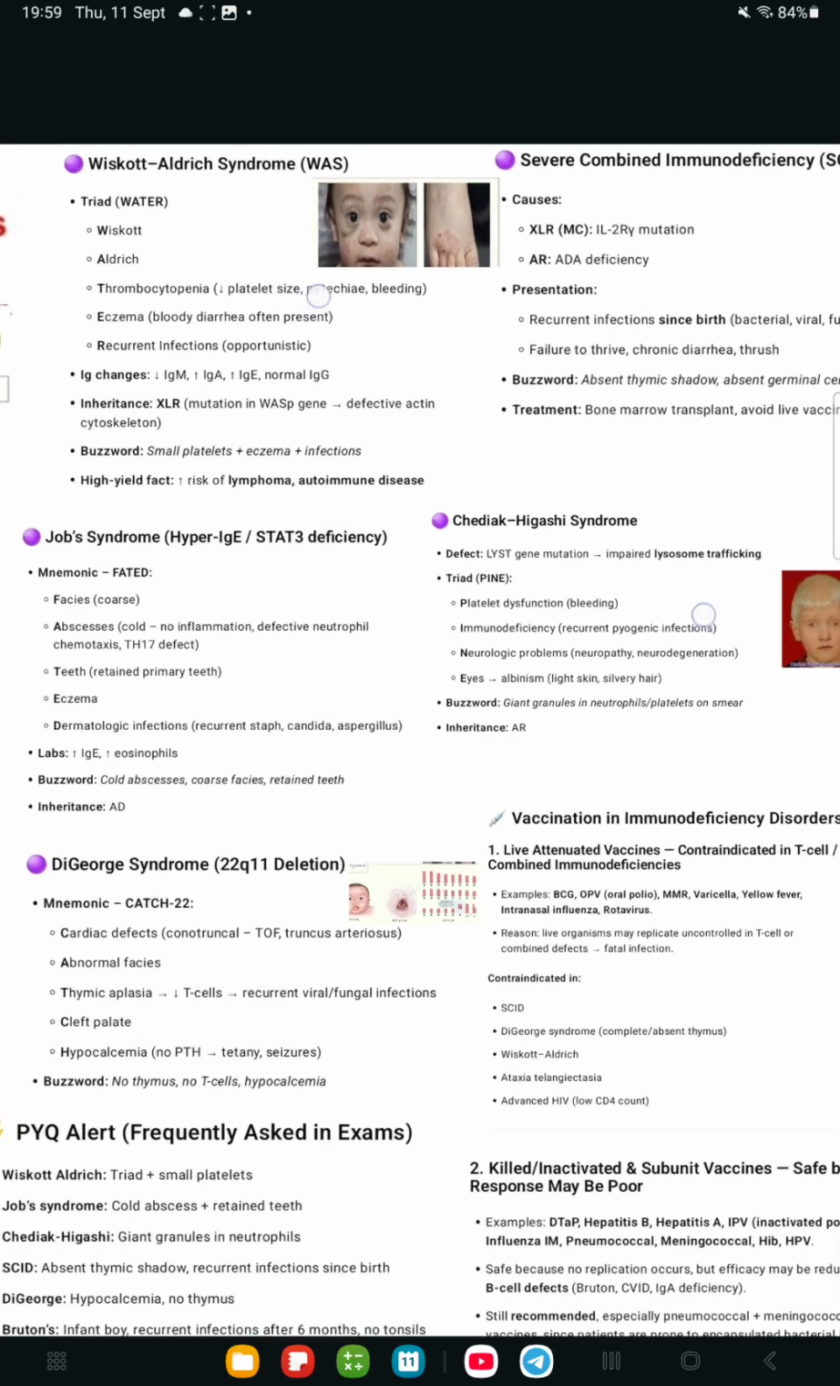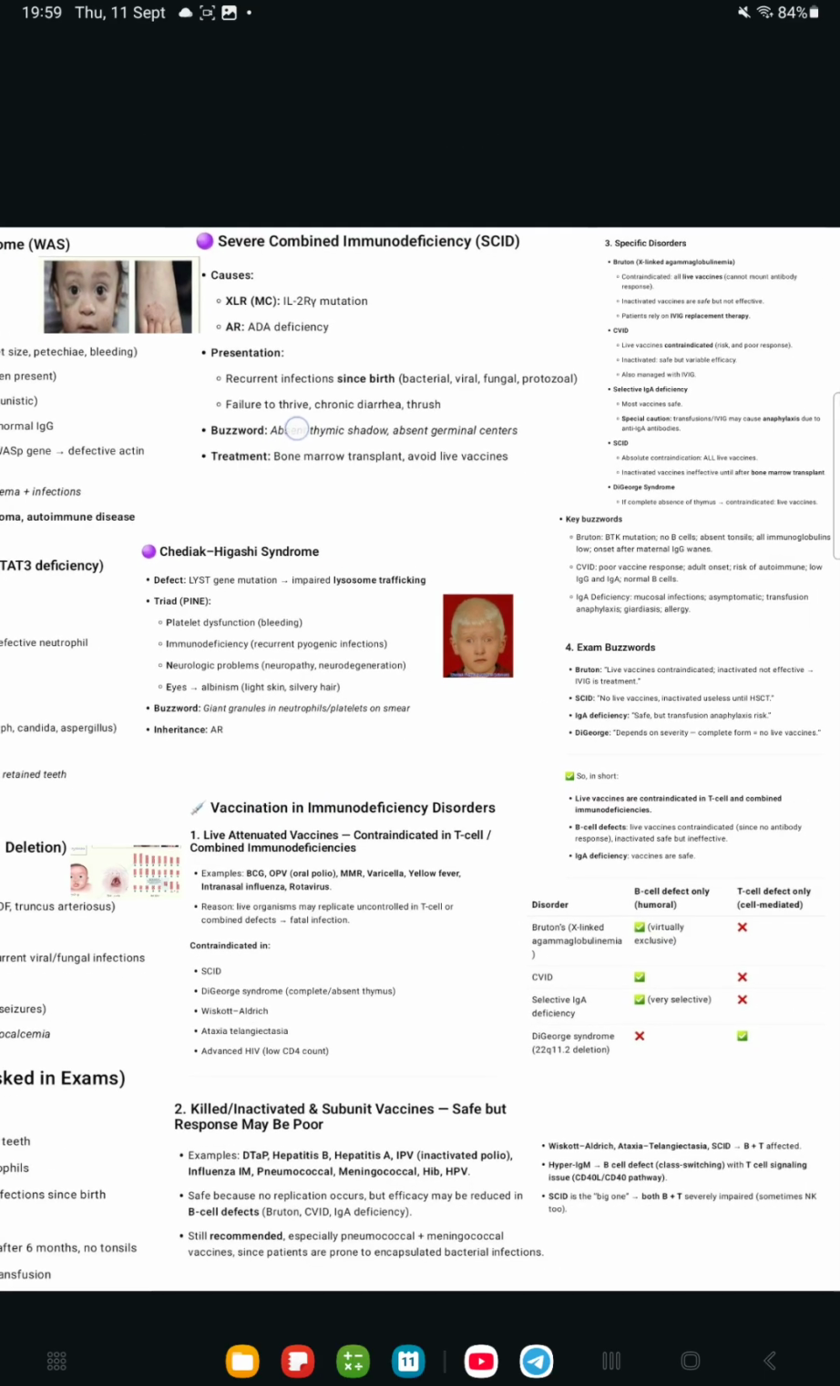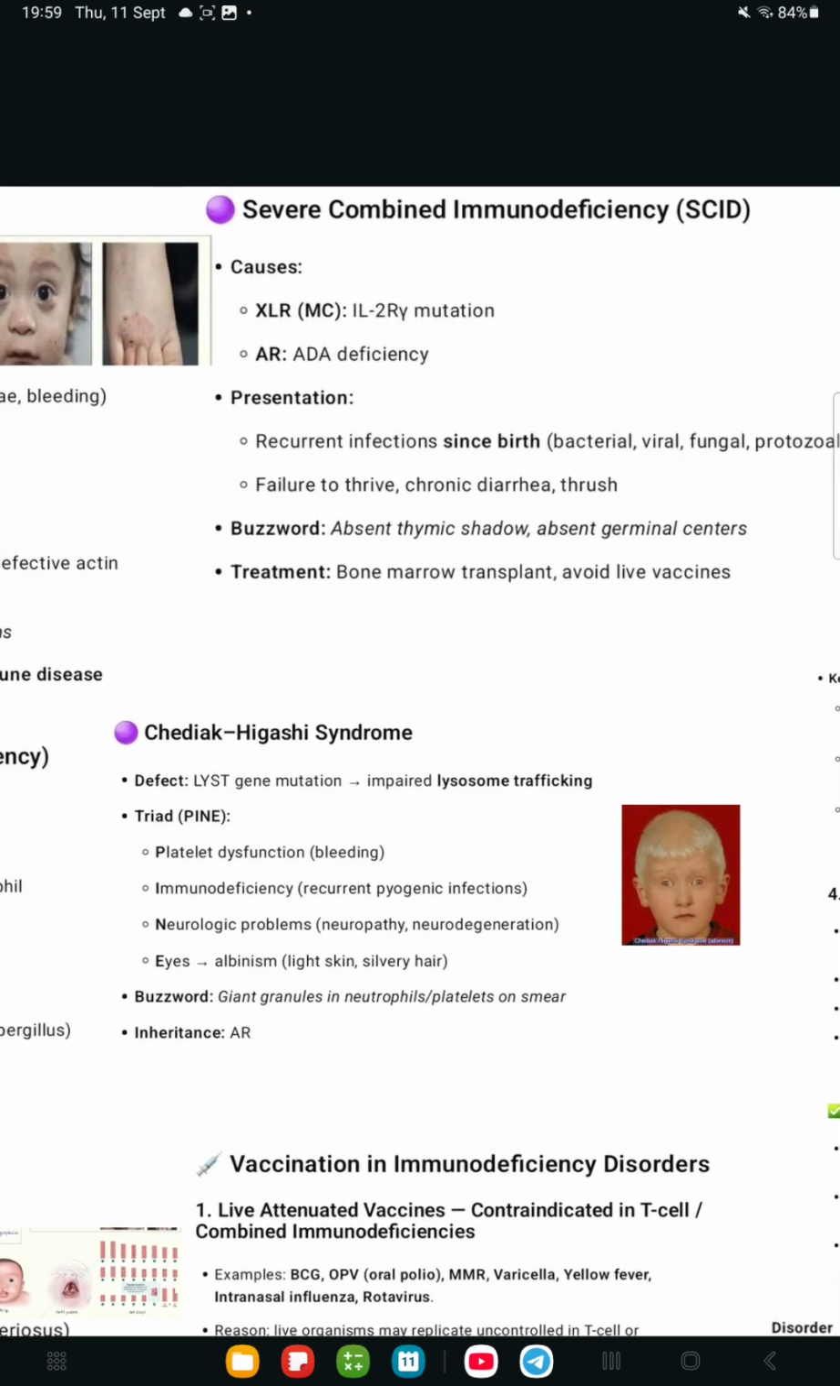This we have done. Now SCID. For SCID we have to remember that there are two causes. Most common is X-linked recessive, but it is least commonly asked in exams. This we have to remember: interleukin 2R gamma mutation. Autosomal recessive: ADA deficiency.